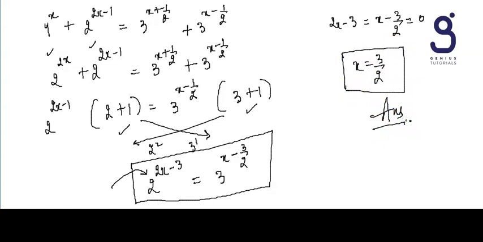I hope this is clear to all of you. The key point in these types of questions is that you have to keep all the terms with identical bases on one side and the remaining on the other side. I hope this question is clear to all of you. Let's move on to the next question.